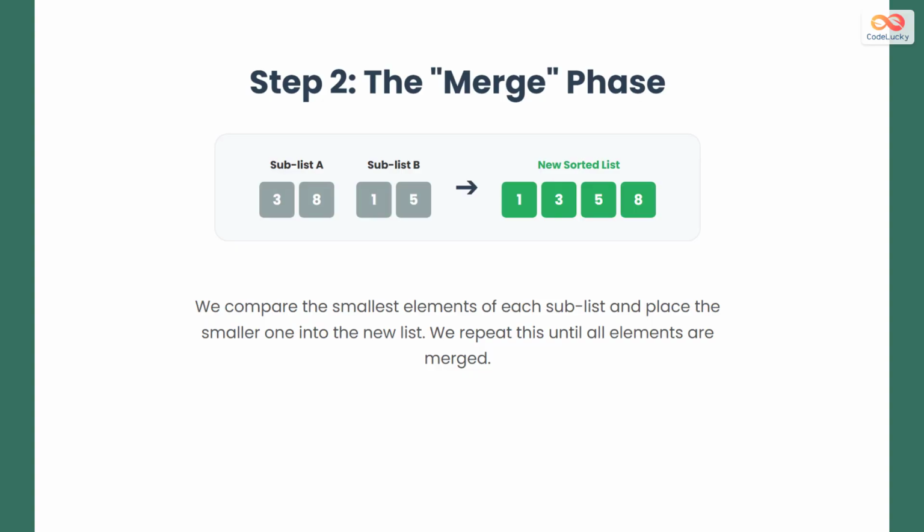Now for the magic part, merging. We take two of our sorted sublists and combine them. But we don't just jam them together. We look at the first item of each list, pick the smaller one, and add it to our new list. We repeat this comparison until one list is empty, then we add the rest. This ensures the new larger list is also sorted.